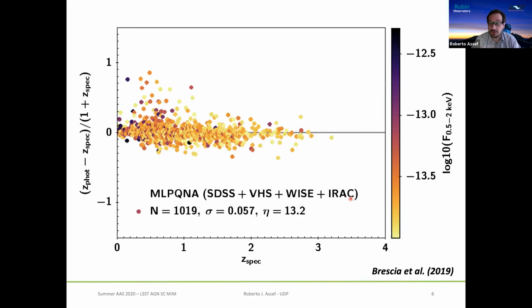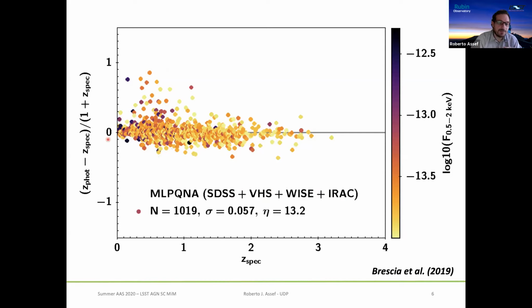In preparation for the eROSITA mission, they're using machine learning techniques, combining not just SDSS, but also near infrared as well as mid infrared to obtain photometric redshifts for fairly bright sources that will be detected by eROSITA. And you can see that the scatter is getting significantly lower, but it is still there. It still is quite significant, and there's still a lot of outliers. So in this case, we still have 13% outliers.